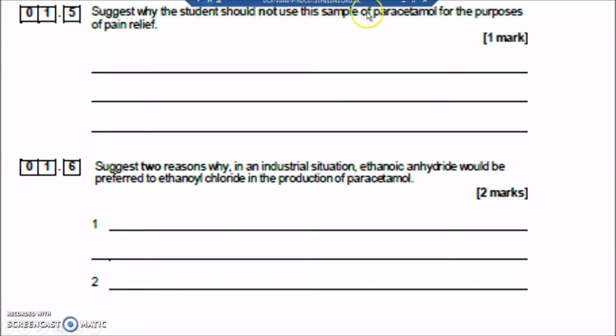Suggest why the student should not use this sample of paracetamol for the purposes of pain relief. It's probably got impurities in there.